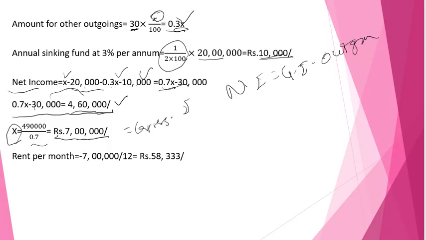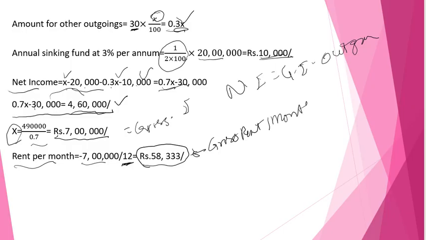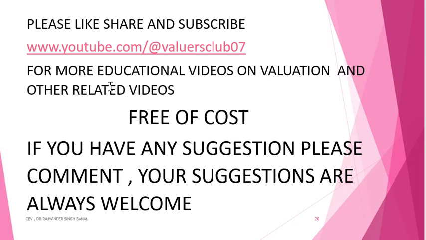So rent per month will be 7 lakh divided by the number of months, rupees 58,333. It is the gross rent per month. So this is how the standard rent is calculated. So this is all about this topic, basics of rents and their types.